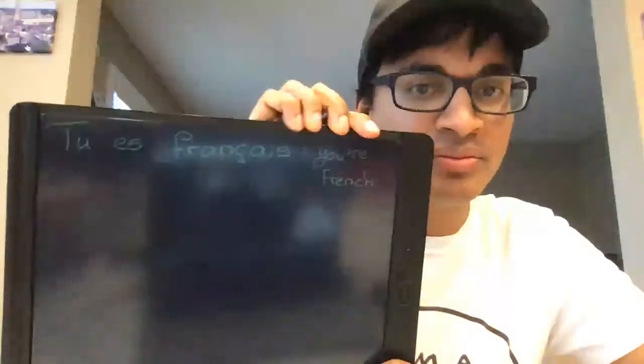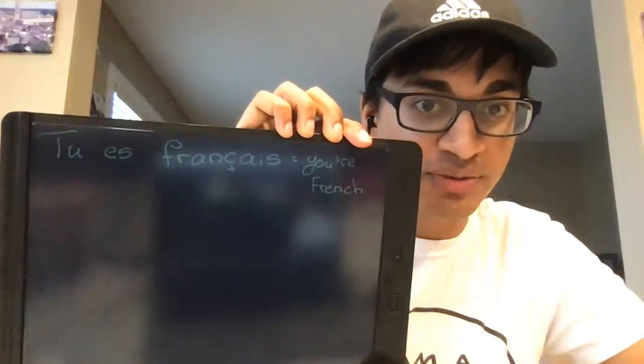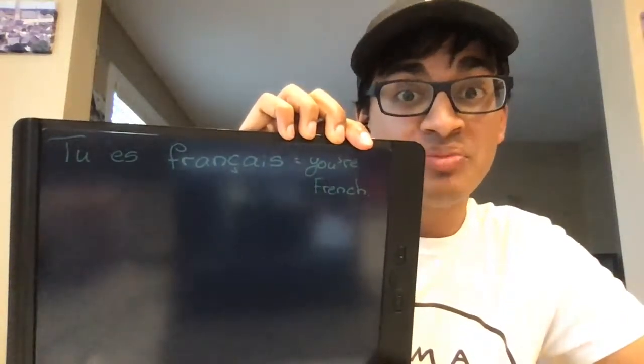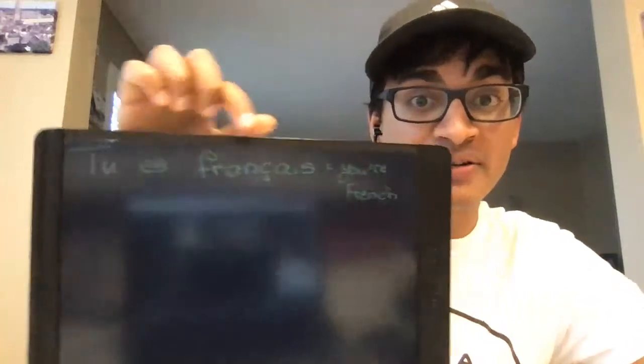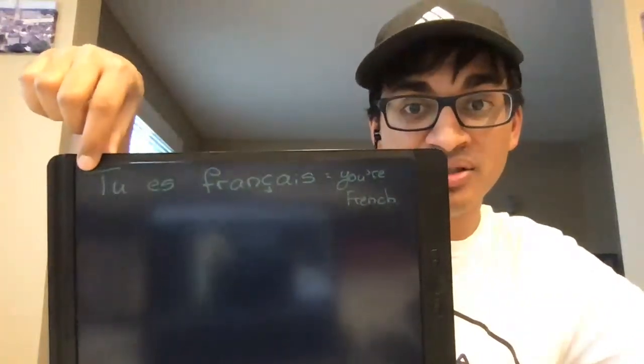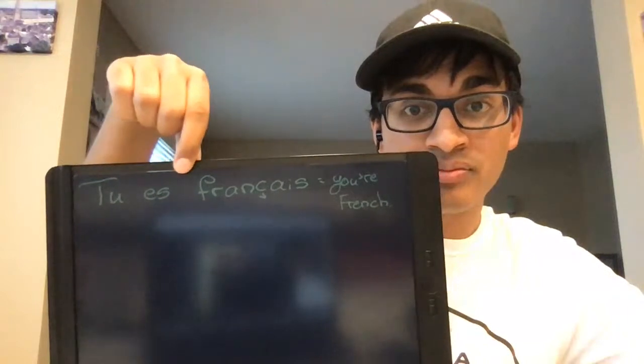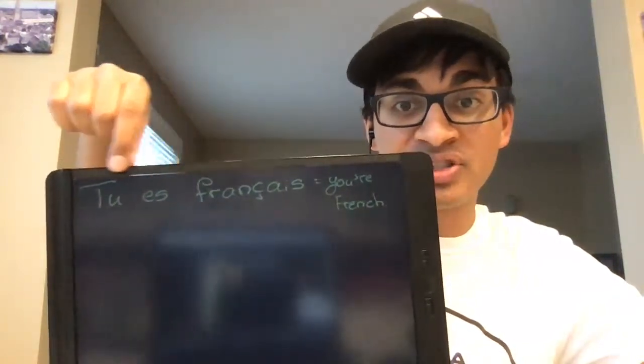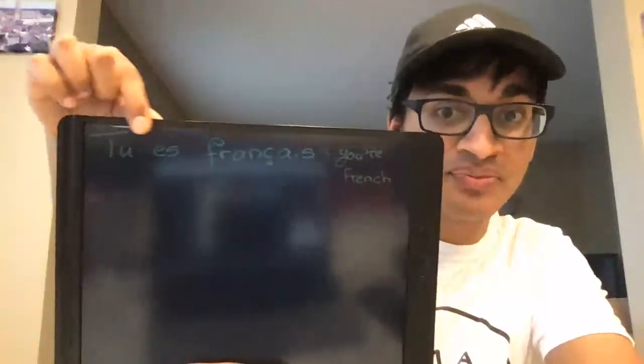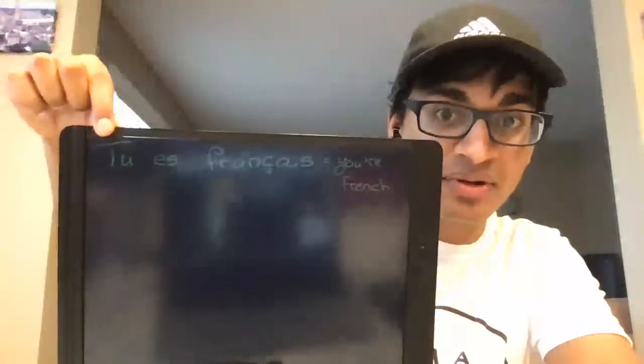So we've seen this example. Tu es français. You are French. The other way you can make questions in French is you can swap the position of the tu and the est. You can swap the position. I'll say that slowly. You can swap the position of our subject and our verb. Let me show you. So we can swap these and we can transform it.